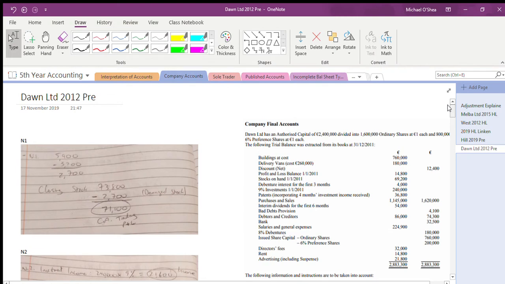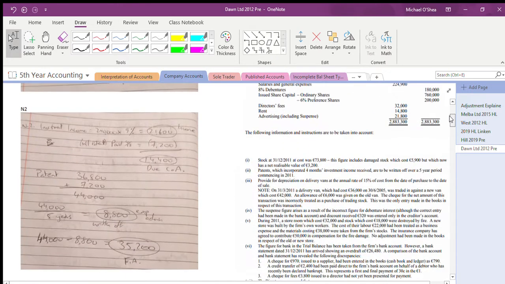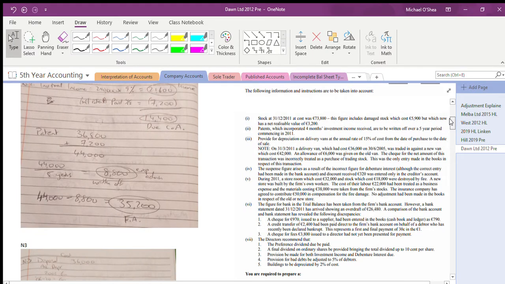So this question here is the 2012 mock question for company accounts, Dawn Limited. Again, I'm going to go through a couple of notes because we've seen a lot of these quite a bit, so I'm just going to focus on some of the ones we haven't seen as much. First one is the damaged stock. We've seen that in every question. We've also seen the patents for investment income in every question.